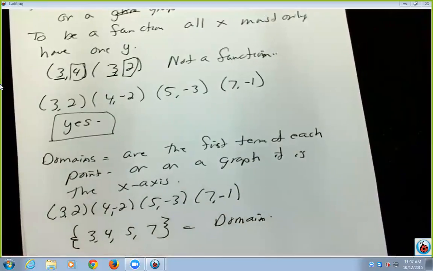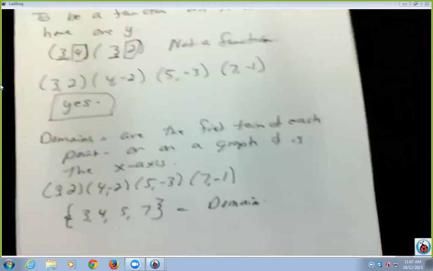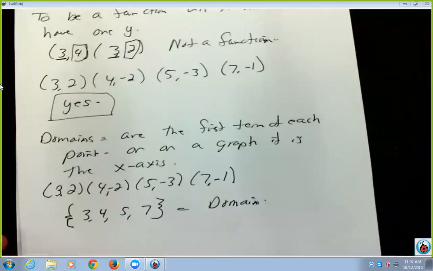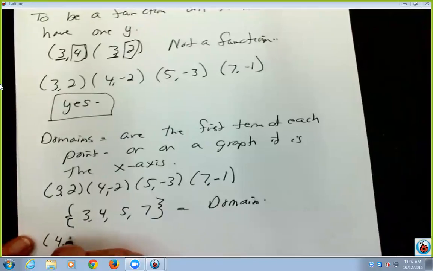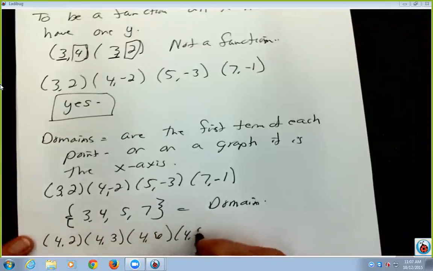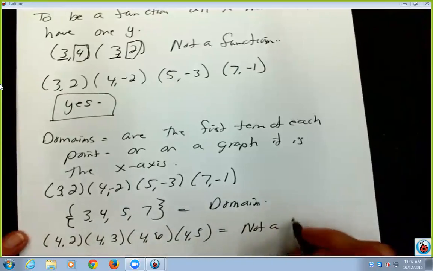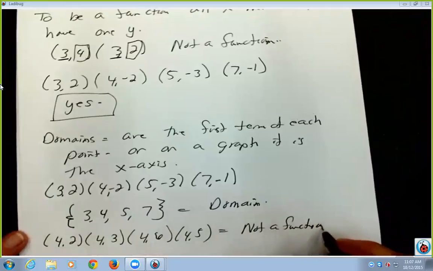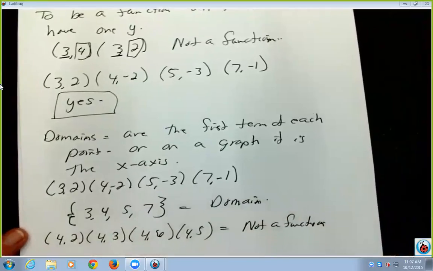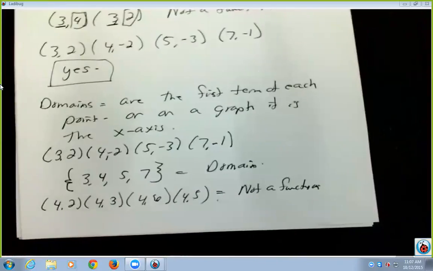So the domain is any x's that I happen to have. Okay? So that would be my domain of this one. If I had this one, for instance, (4, 2), (4, 3), (4, 6), and (4, 5), I would know it's not a function because x is involved with too many y's. Notice 4 is the same for all of my x's, but they all have different y's.